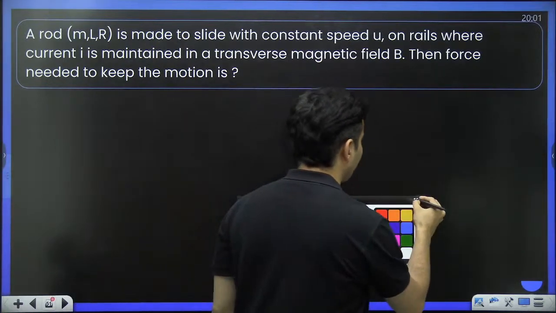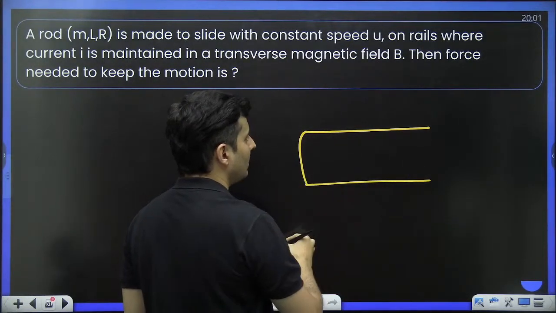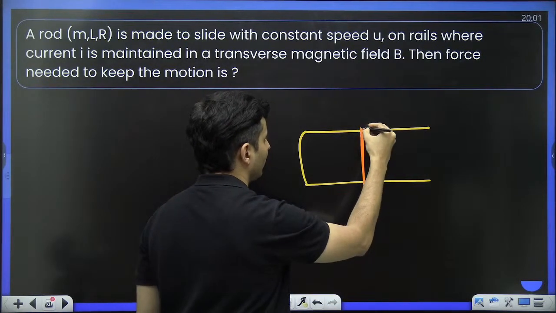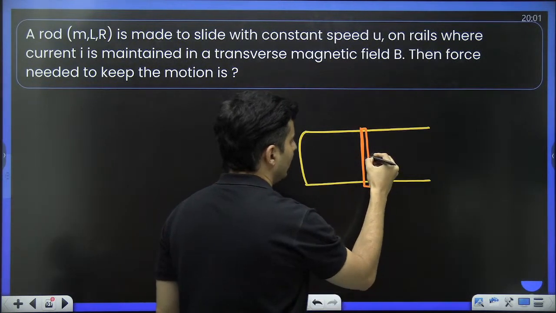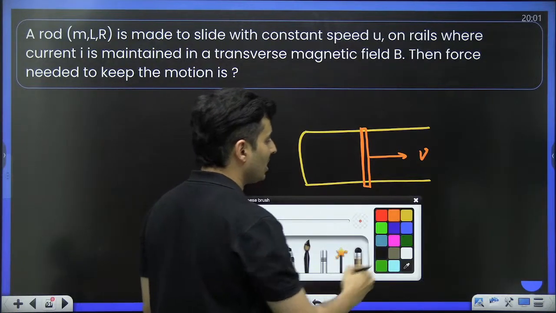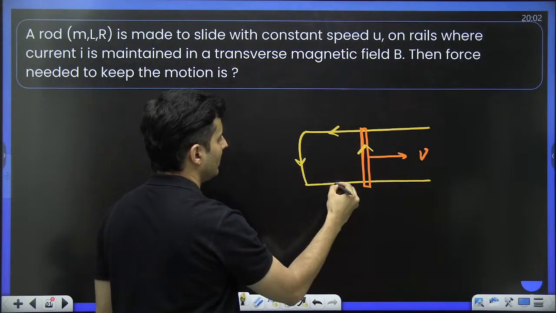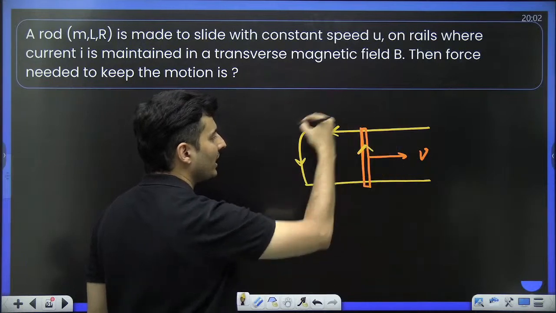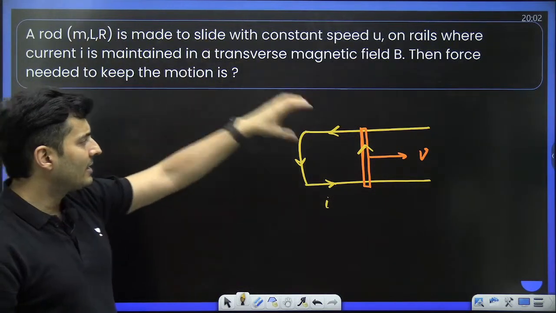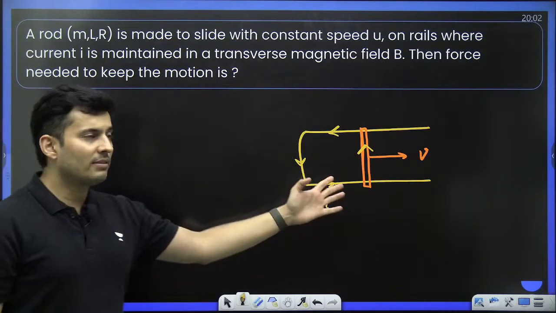First, let's draw the diagram. There are rails like this. These rails are maybe connected. You maintain some current in the rails, and there is this rod, made to move with a certain velocity. You establish a current inside this. Maybe the current goes like that, like this, and like this. So this is the current going through the rails and the rod. The rod's mass is m, length is l, resistance is r. If it is needed, we'll use it; if not, we won't.